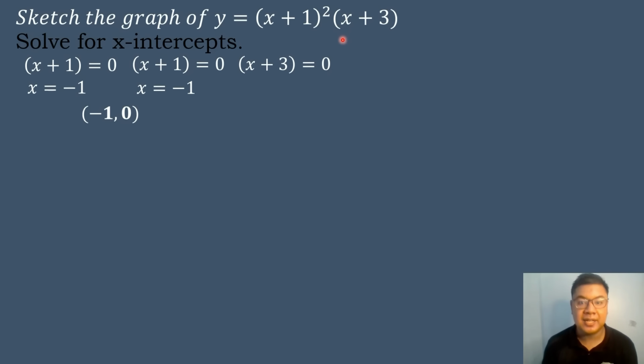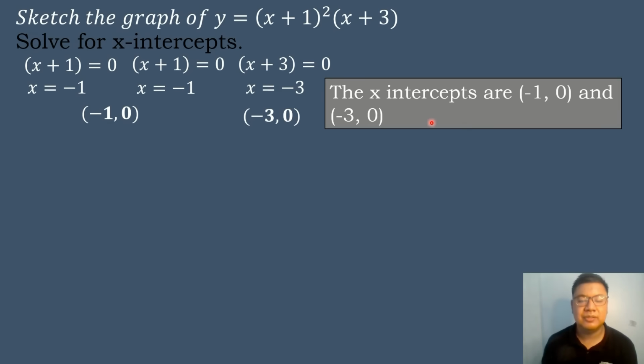And then equate x plus 3 to 0. So we have x plus 3 equals 0, so x will be equal to negative 3. So we have the x-intercept, the point (negative 3, 0). So the values of the x-intercepts are the point (negative 1, 0) and the point (negative 3, 0).